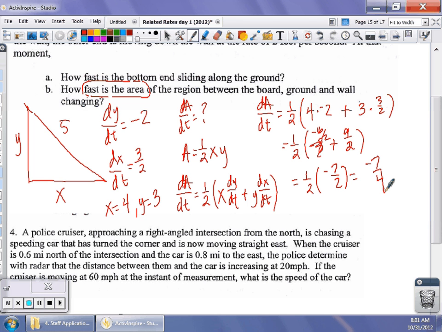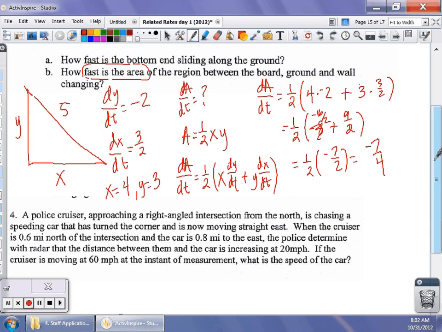This was a measurement of area, so that would be measured in feet squared per second. And that tells me that the area of the triangle is decreasing because the rate is negative, and that makes sense. If the board is moving down the wall, the triangle is getting smaller and smaller and it has less area. All right, so hopefully this gives you a good start at related rates and will help you out.